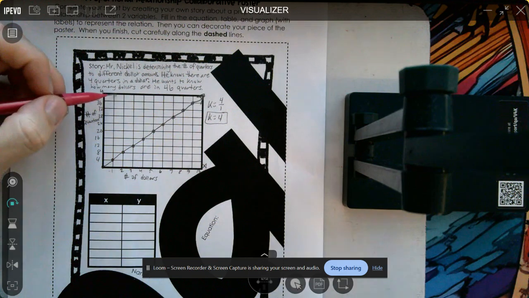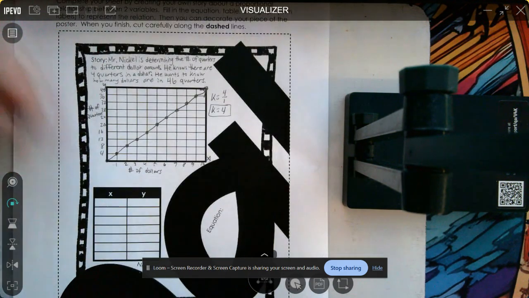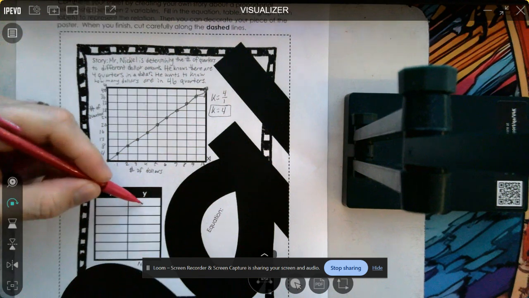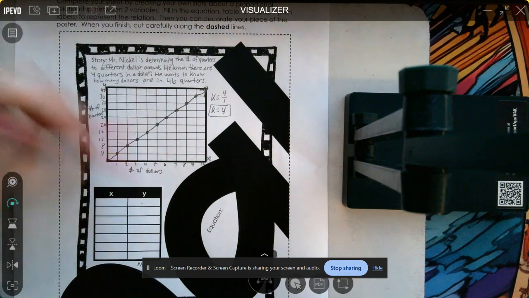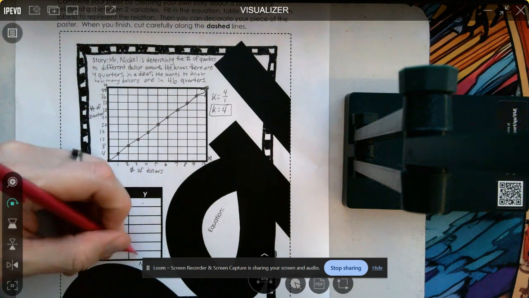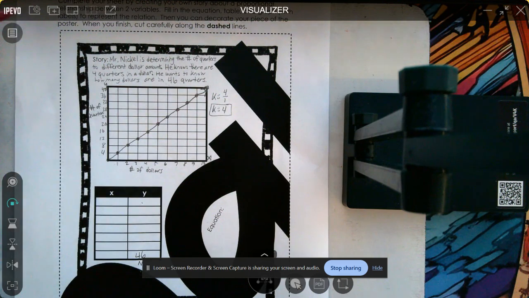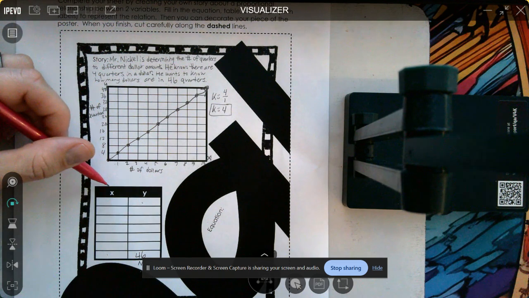Now, I asked a question. I asked you how many dollars are in 46 quarters. So my last value here, or you don't have to do the last value, but I'm going to do the last value. I want to answer my question. I need to know how many dollars are in 46 quarters. So my y is 46. I need to know how many are my x. So I'm going to go ahead and fill out the rest of my table here.